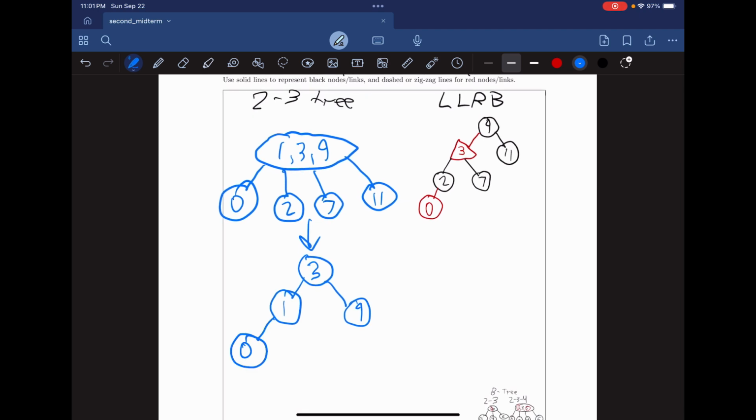Left child of the 1 is 0, right child of the 1 is 2, left child of the 9 is 7, right child of the 9 is 11. I'm going to show why this is all the case real quick.